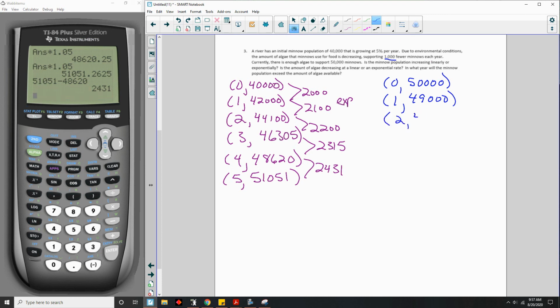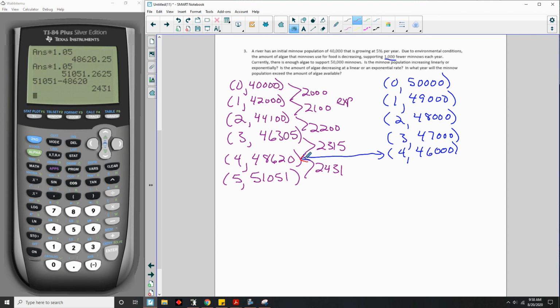Year 2, I can only feed 48,000 fish because there's less algae. Year 2, we had 44,000 fish. There's enough to feed. Year 3, we're going to drop down to an amount that feeds 47,000 fish. In year 3, we had 46,300 fish. There's still enough to feed them. Year 4, we're going to drop down to 46,000 fish that the algae is going to be able to feed. And right there is where we have a problem.